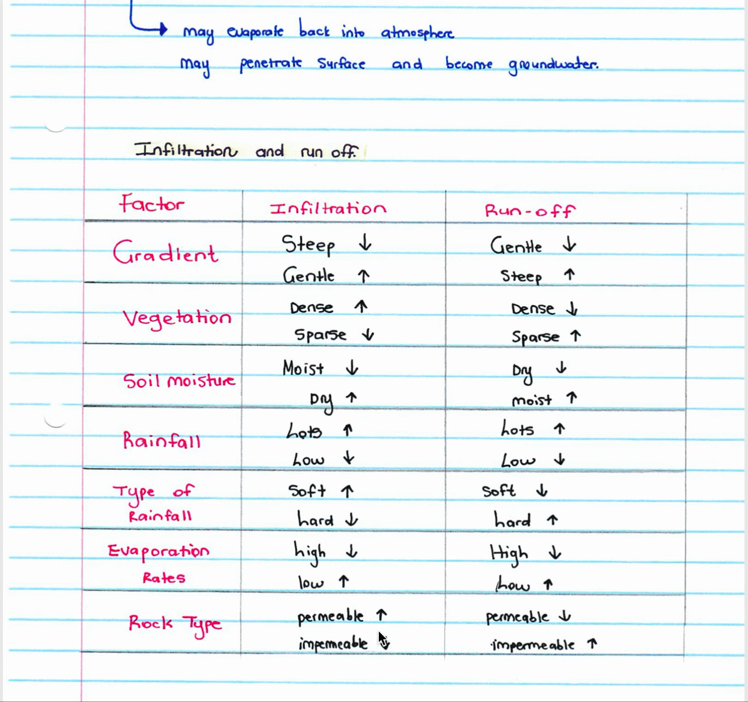When we look at rock types, permeable rock will have more infiltration as the rock is able to allow water to permeate into it and therefore water infiltrates into the ground. And impermeable rock will have less infiltration because the water is not able to infiltrate into the ground. We look at runoff. Permeable rock will decrease our runoff because we have more infiltration, therefore less water on the surface for runoff. And impermeable rock will increase our runoff because we have more water on our surface and less infiltrated.